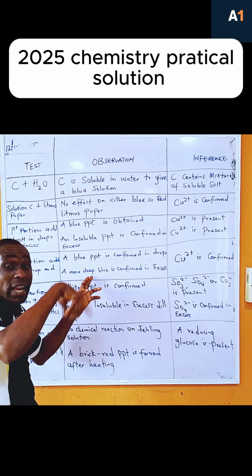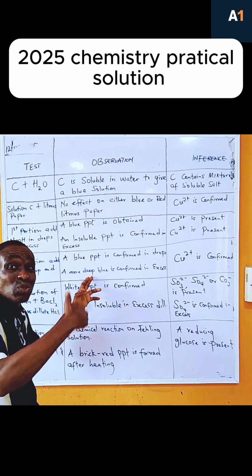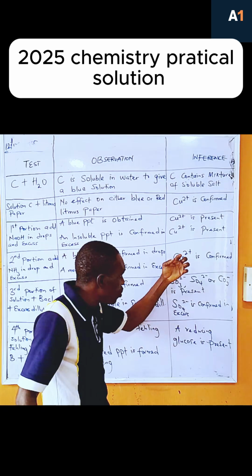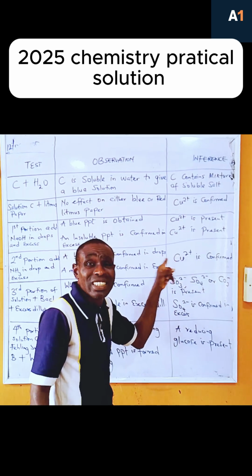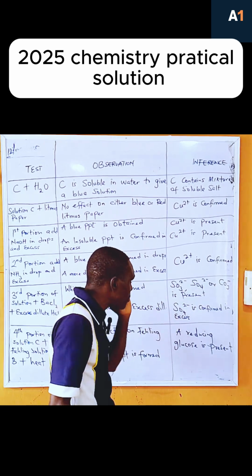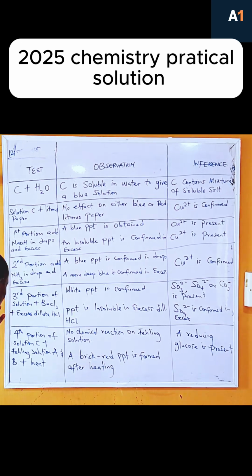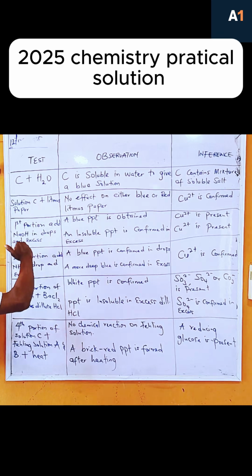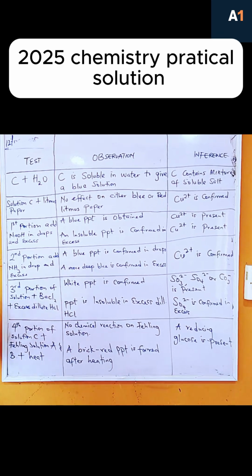When you now put more in SS, it is deep. The color change to deep blue is confirmed in SS. So now we see, based on this, this is what we are suspecting here. After that, the next thing is that to the third portion, we discard this, then to the third portion.